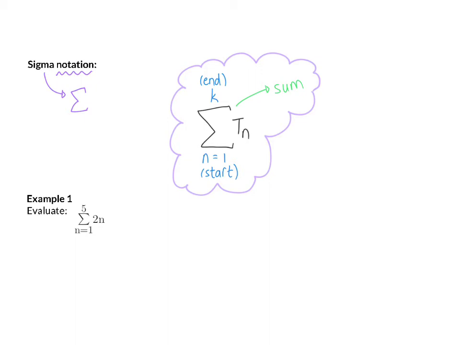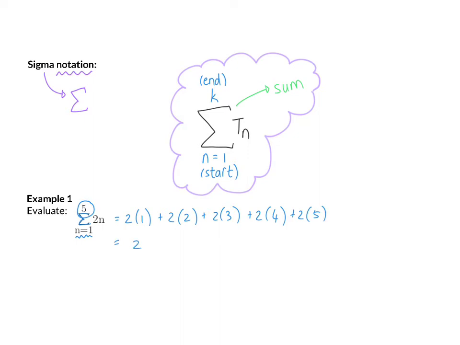In example 1, they say evaluate. And because we see the sigma symbol there, we know that we need to calculate the sum of this sequence. But first, we need to write out the expanded sequence. And to do that, we are going to start by substituting in with 1. So it will be 2 times 1, and we're going to continue like that, 2 times 2, 2 times 3, 2 times 4, and we're going to do that up to 2 times 5.